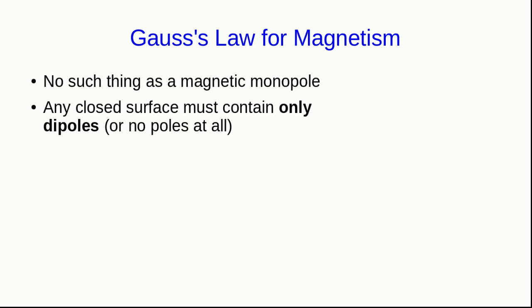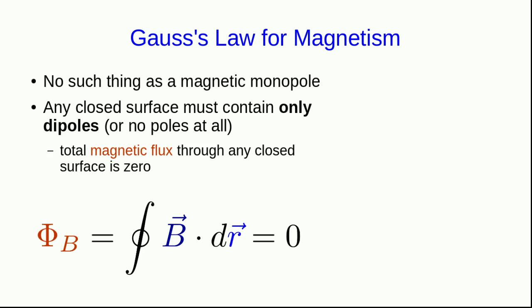And so any closed surface we define must contain only dipoles, or of course it could contain no poles at all. That means it contains poles that have field lines coming out of them, and an equal number of poles that have field lines going into them, and so the sum of the field lines out and in must be 0, and so the total magnetic flux through any closed surface is always 0.